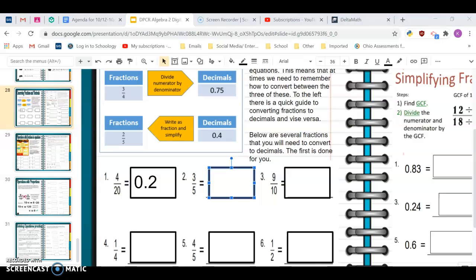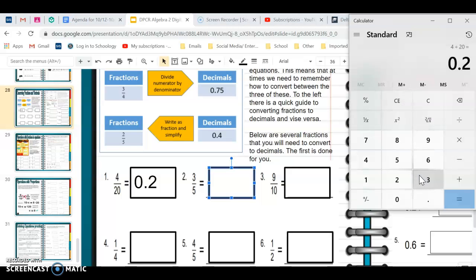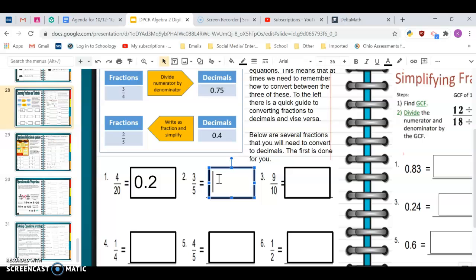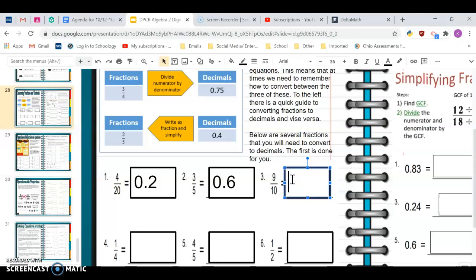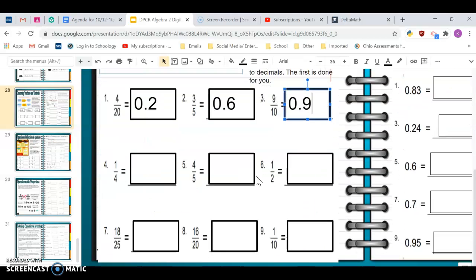Now for the next one, same deal. We're just going to do 3 divided by 5, which gives us 0.6. If you put just .6, that's also applicable. I'll accept that. I just put the 0 there in case we have to do any math with it further, okay? And then finally, we have 9 divided by 10. That gives us 0.9. So that's our first 3 here. Below, you have 6 more, so you guys are going to be working on those on your own.